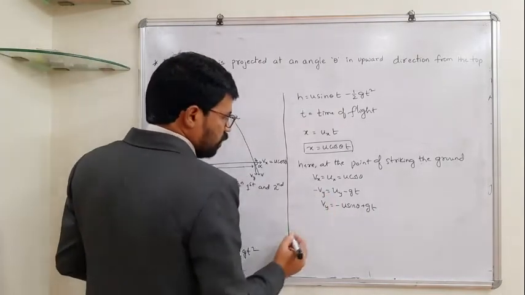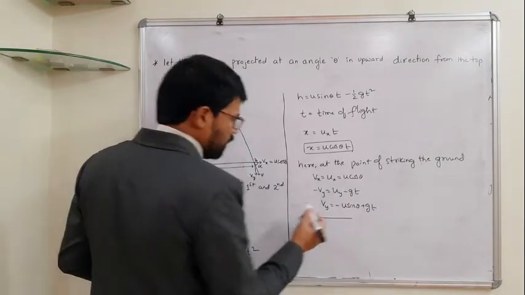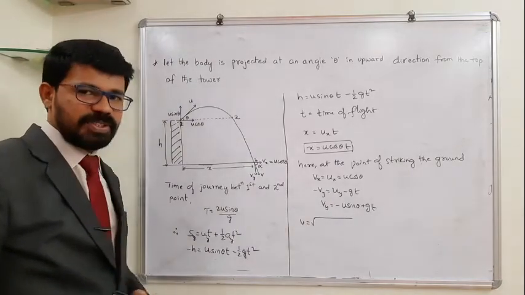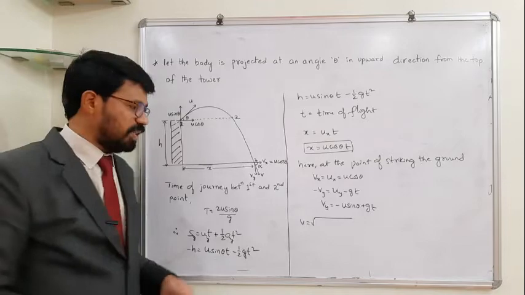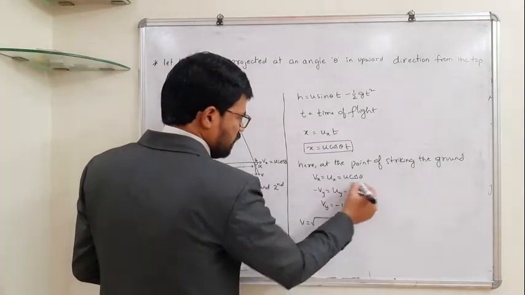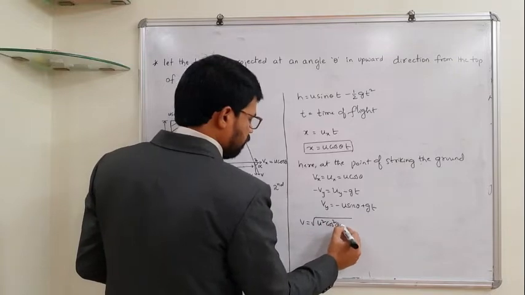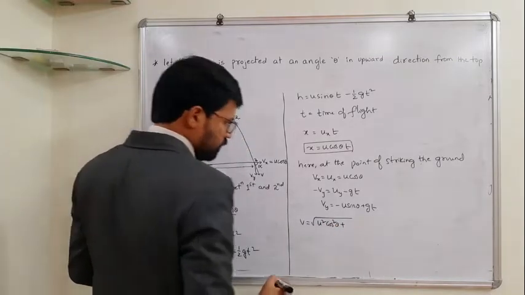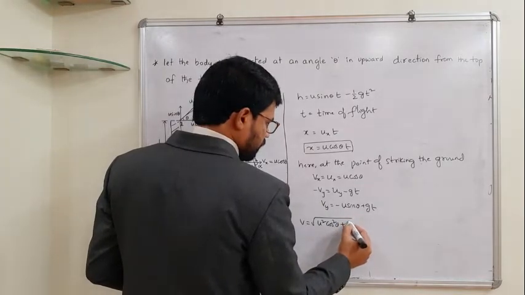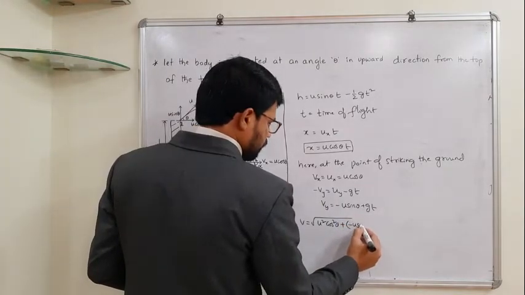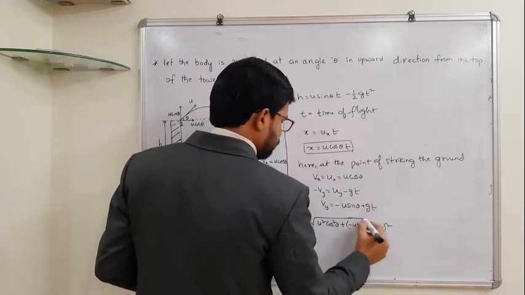So vx and vy both are known to us. Can we find what v is? You can express v as vx i cap plus vy j cap. So the v magnitude will be under root vx square plus vy square. So v is equal to under root of vx square, which is u square cos square theta, plus vy square, which is minus u sin theta plus gt, whole square.